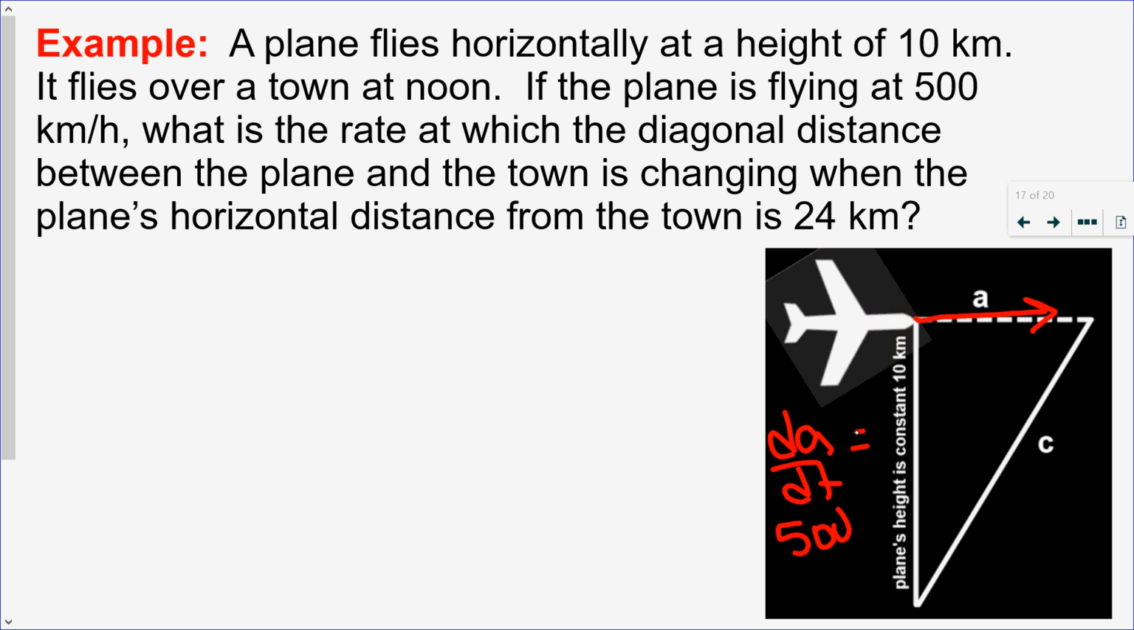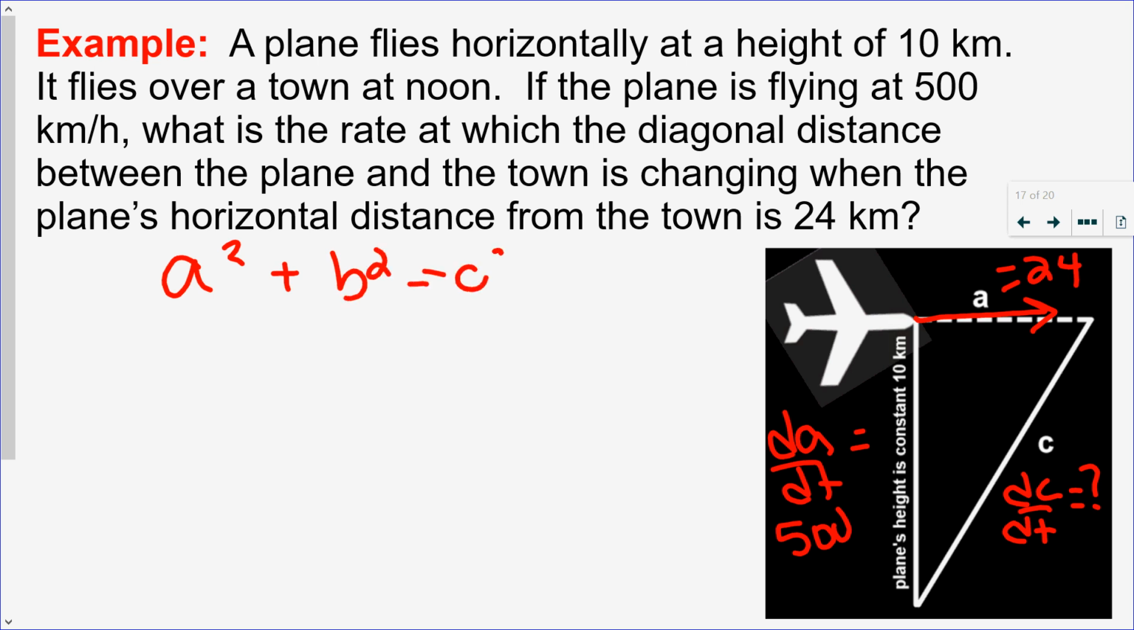It says, what is the rate at which the diagonal distance, that's dC by dt, so I want to know what that is. That's my unknown. What is that rate when the plane's horizontal distance from the town is 24? So in other words, when A is equal to 24. So again, nice relationship between all the sides of a right triangle. I'm going to use the Pythagorean theorem. So the Pythagorean theorem would say a squared plus b squared equals c squared. In this example, I know b squared, that is held constant. 10 squared is 100, equals c squared.